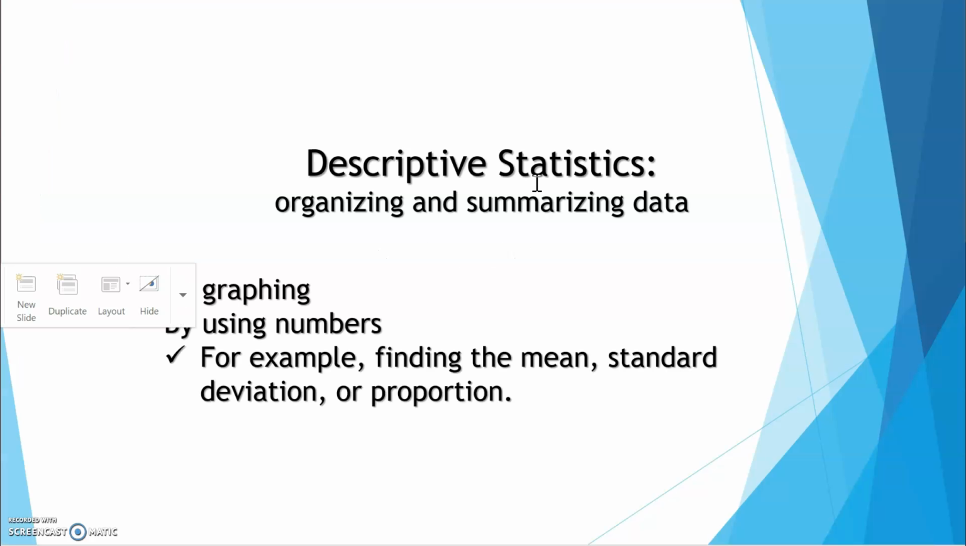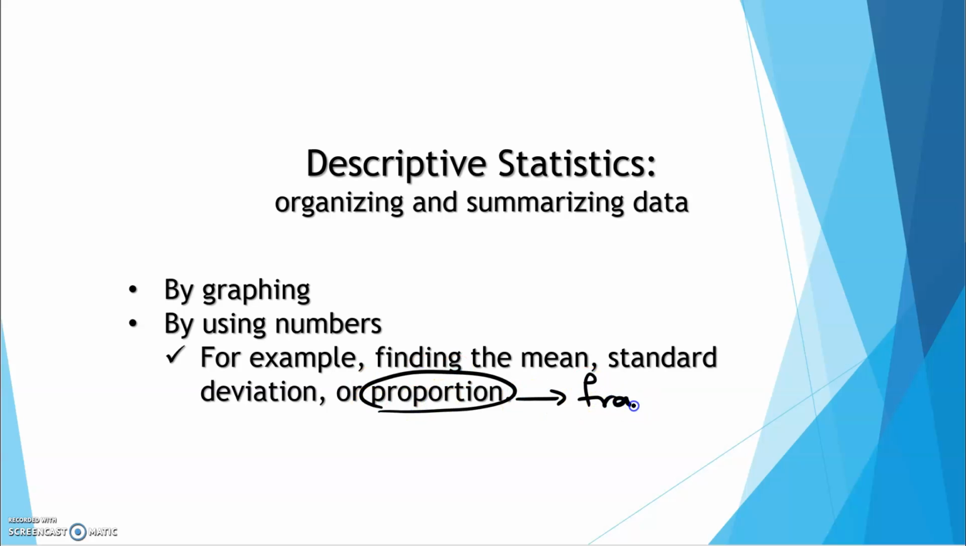Then we have two different types of statistics. The first one is descriptive statistics, and that's just organizing all the data that you just collected and then summarizing it. So really what you're doing is you're putting it into graphs, and you're using numbers like finding the mean of all the heights of the people that you collected data from, or the standard deviation, which we'll talk about later, or proportion, which is really just a fancy word for saying, hey, this is just a fraction. So proportion is really just a fraction.